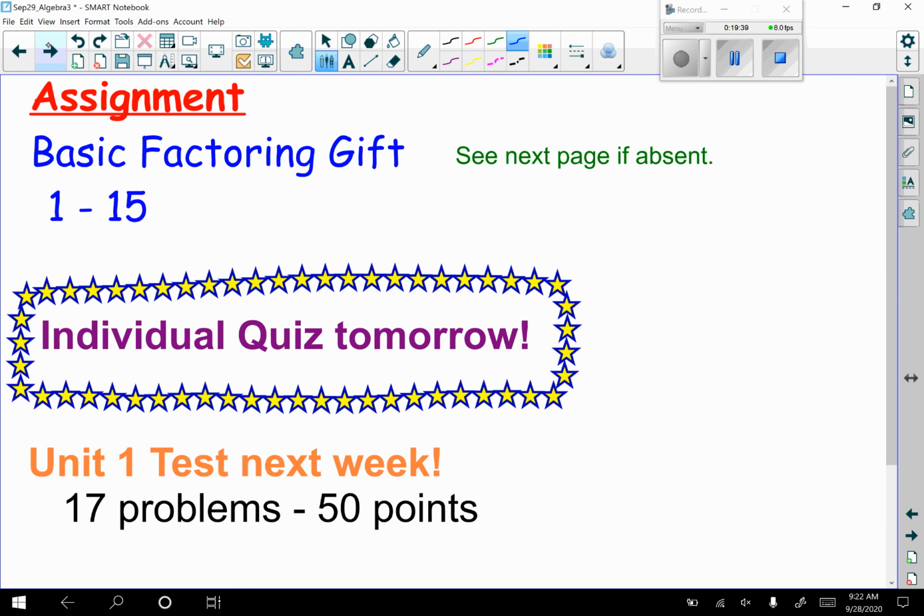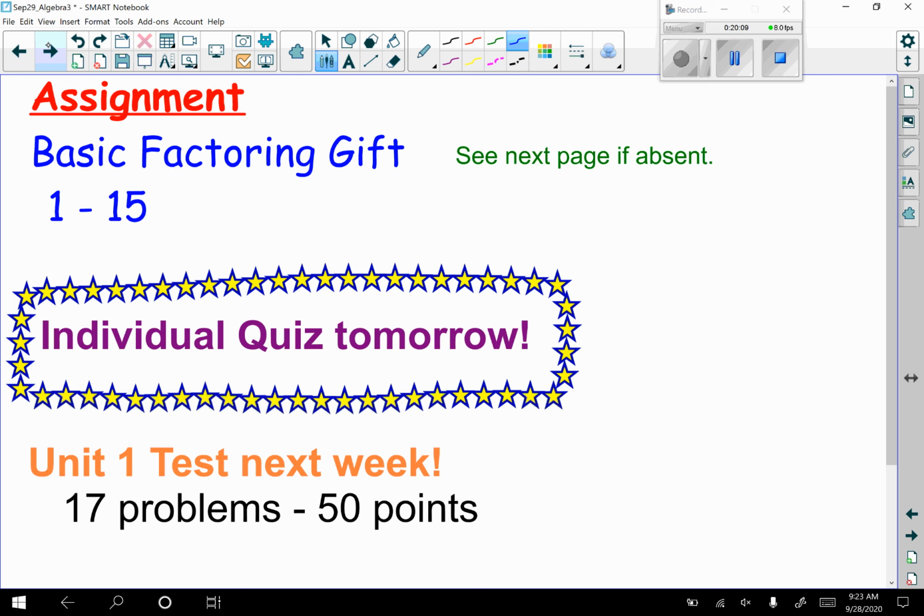Alright, so I'm going to assign this basic factoring worksheet. It has 30 problems on it, but I'm just assigning the first 15. Keep in mind, look at your review, the Unit 1 review and the function notation worksheet. Also go back and look at your team assessment to practice, to prepare for this individual quiz tomorrow. The Unit 1 test will be someday next week. I'll let you know. Around 17 problems, about 50 points. Again, no calculators on the quiz or on the test for next week.